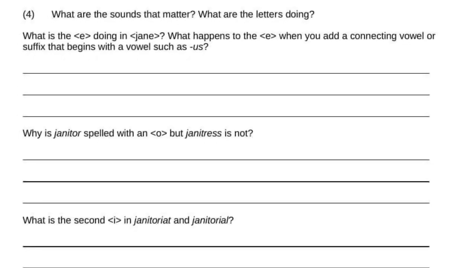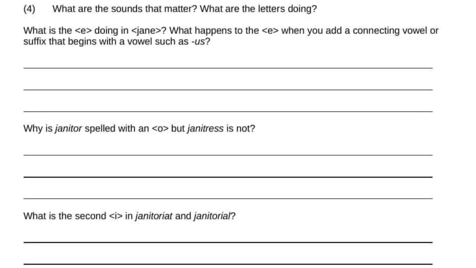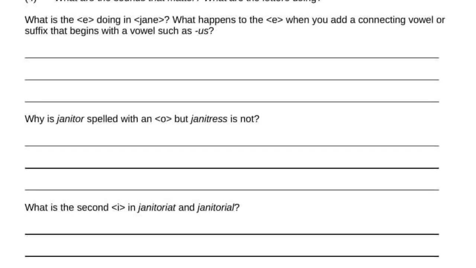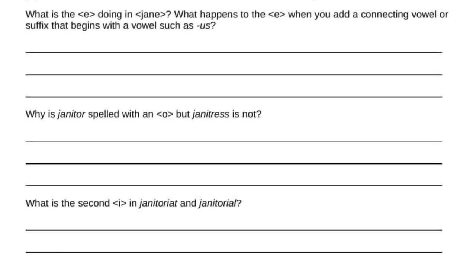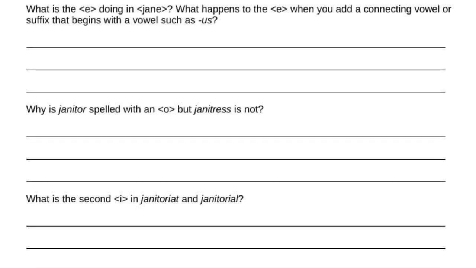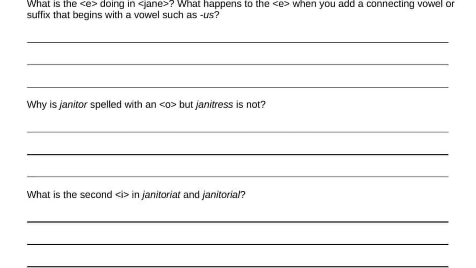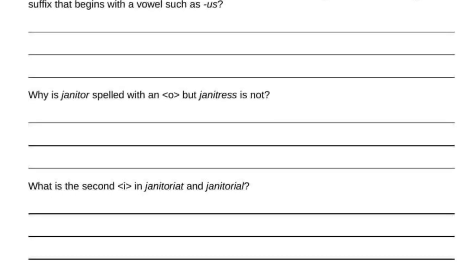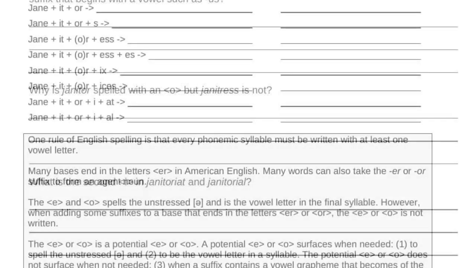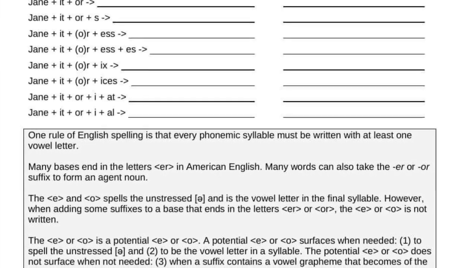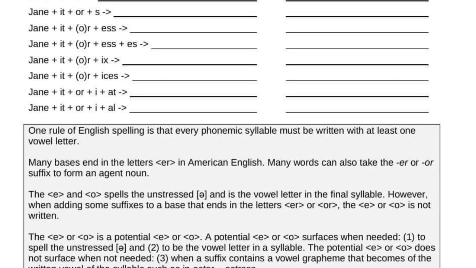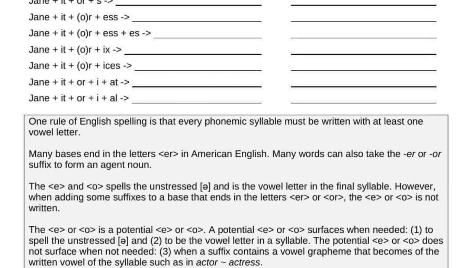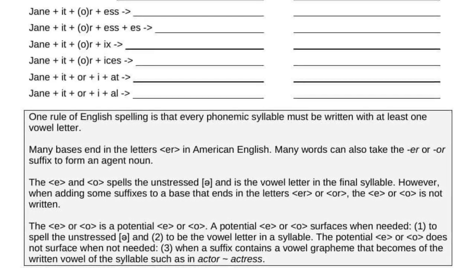Activity 4 answers the questions, what are the sounds that matter and what are the letters doing? The student finally looks at the sounds and letters in the base and its morphological relatives. For example, one of the questions in the 4th activity for the base J-A-N-E asks, why is janitor spelled with an O, but janitress is not? The student should draw upon the spelling rule provided in Activity 3 to answer the question. One rule of English spelling is that every phonemic syllable must be written with at least one vowel letter.